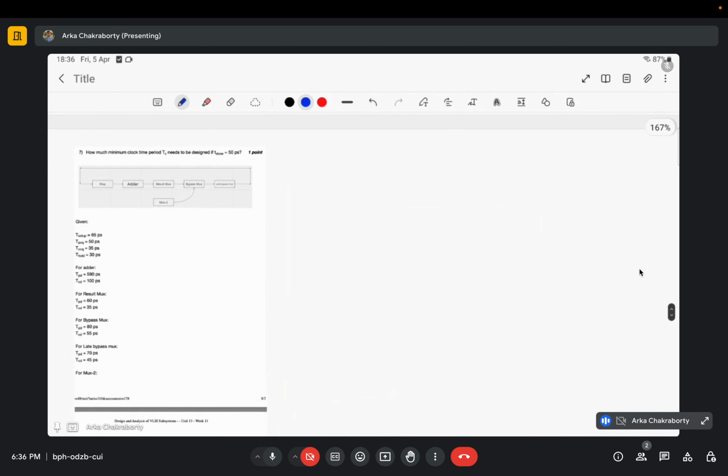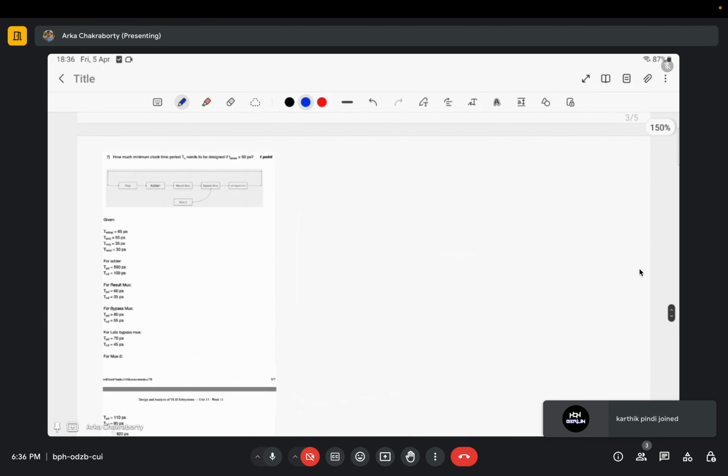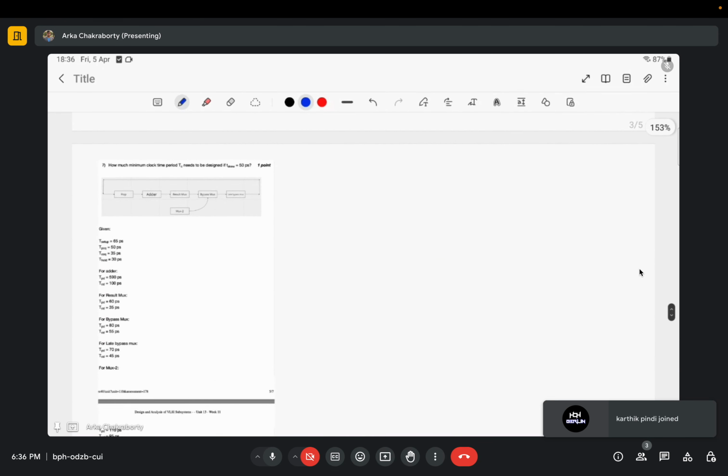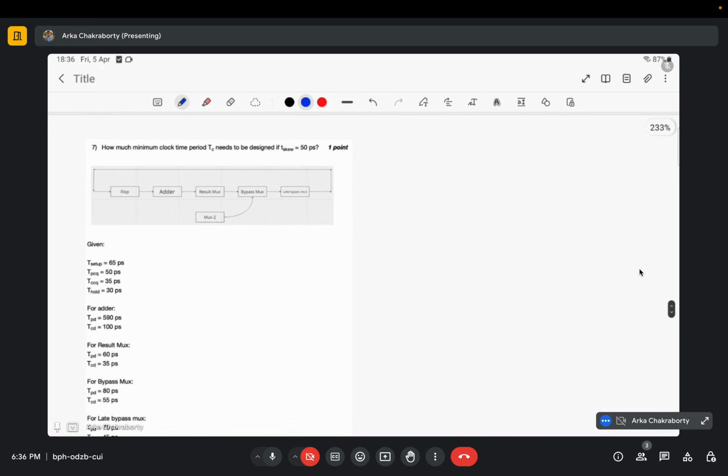How much minimum clock time period TC needs to be designed if T skew is 50 picosecond? Fine. Okay. So, how much minimum clock time period TC needs to be designed if T skew is 50 picosecond? I hope it's clear to you.